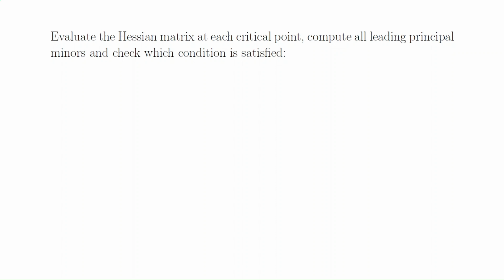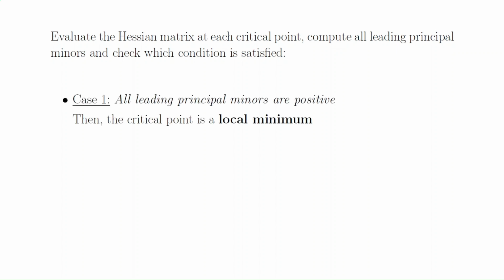Once we have all critical points, we have to evaluate the Hessian matrix at each of those points, compute all its leading principal minors, and verify in which case we are according to the following conditions. Case 1. All leading principal minors are positive. Then the critical point is a local minimum.